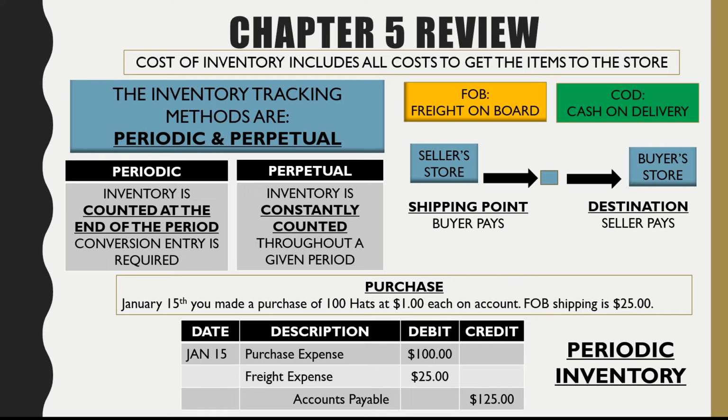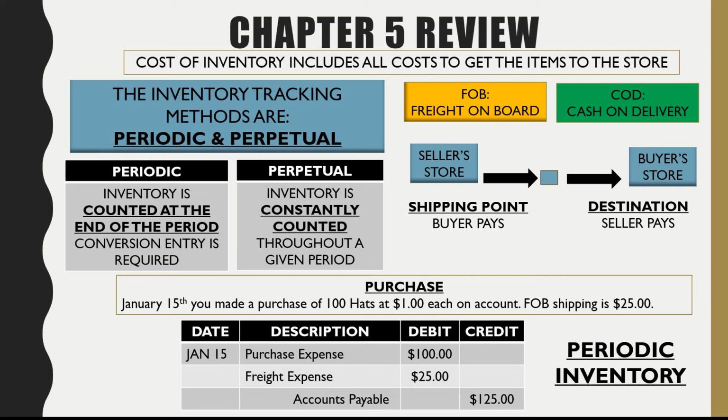So what happens when we do periodic inventory? We are going to journalize it as a purchase expense and a freight expense. Everything is separated. We recognize our expenses as completely separate things. But that is how you are going to recognize that.